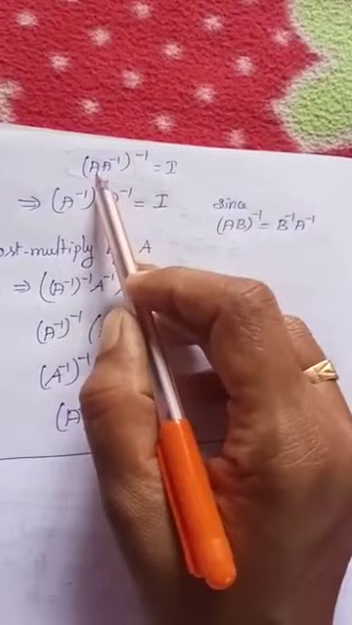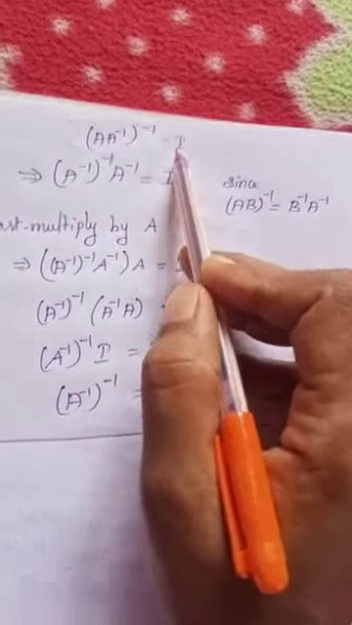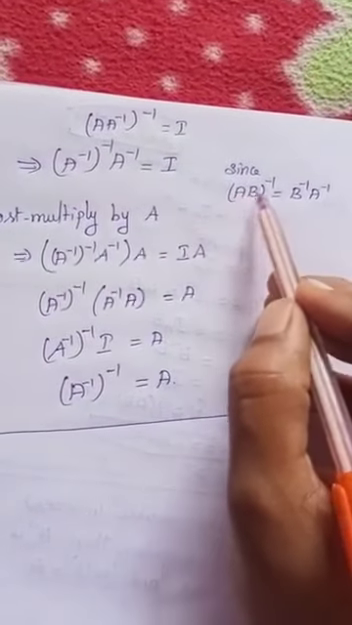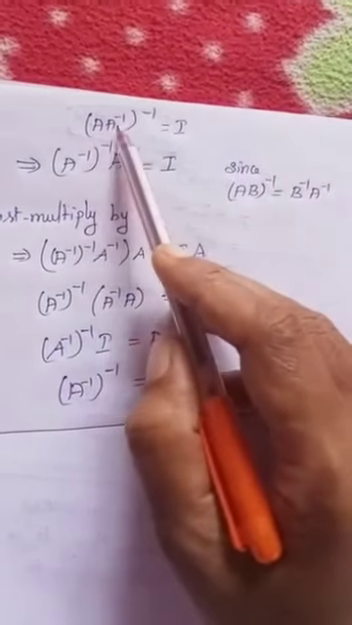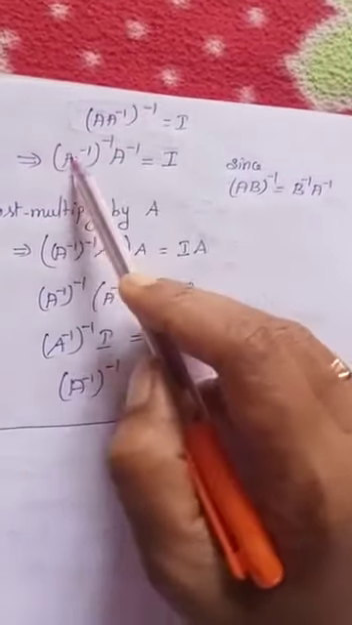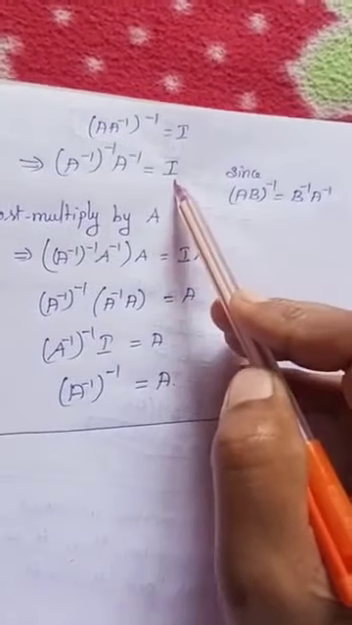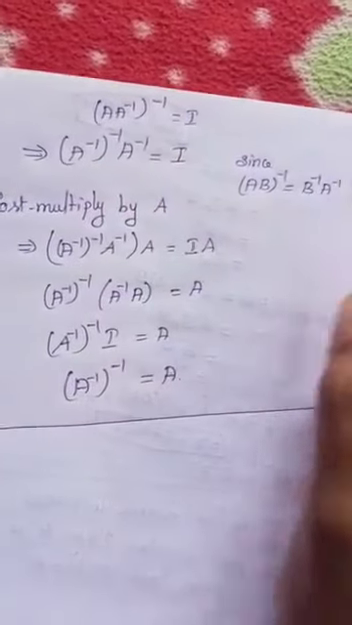The same step I have written again. A into A inverse, the whole inverse is equal to I. Just before we learned reversal, isn't it? AB, the whole inverse is equal to B inverse into A inverse. When we write it in such a way, what happens? A inverse, the whole inverse into A inverse is equal to I, using this.